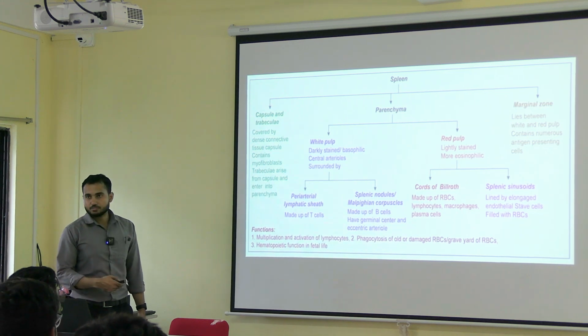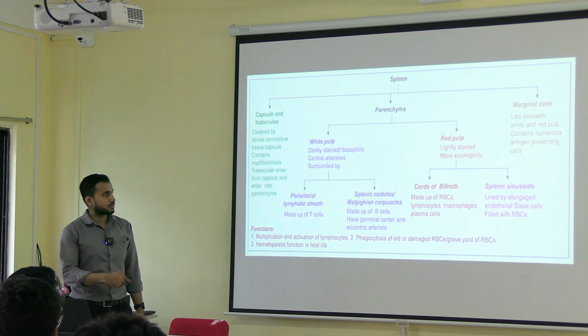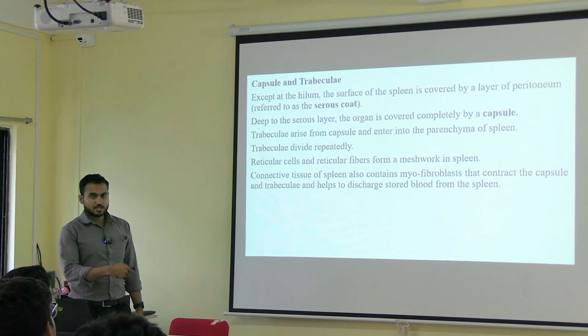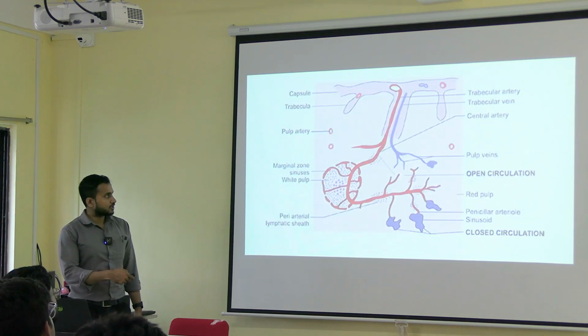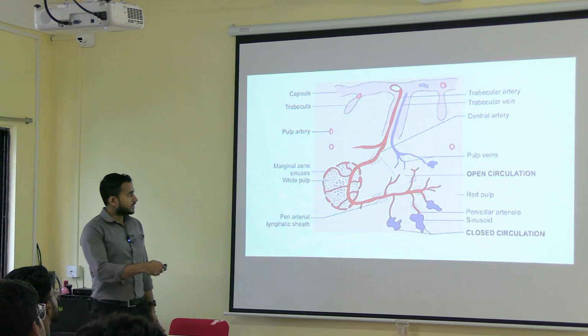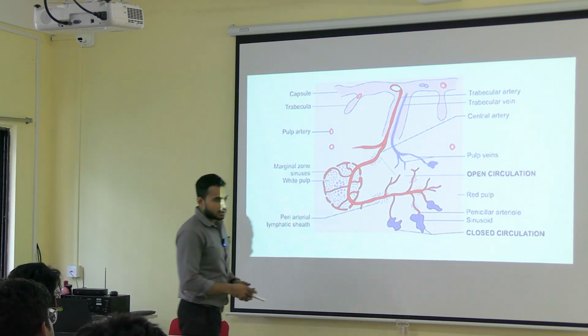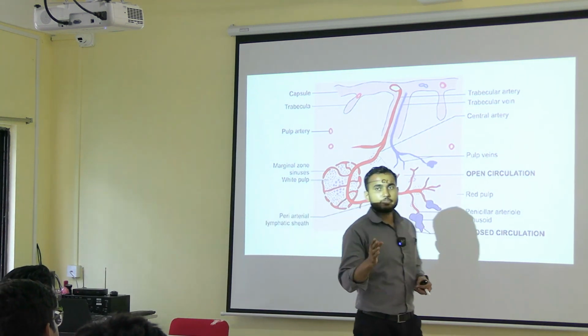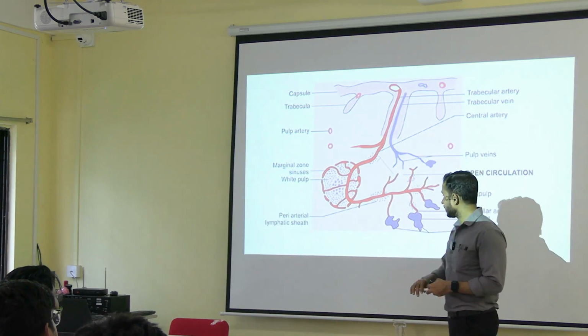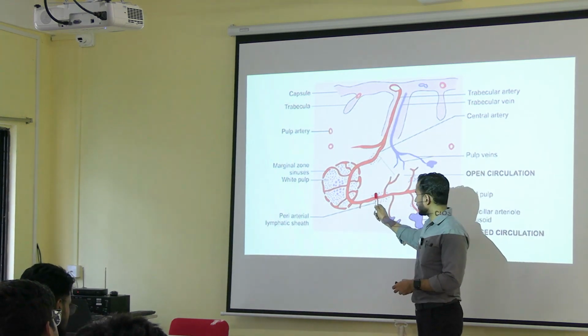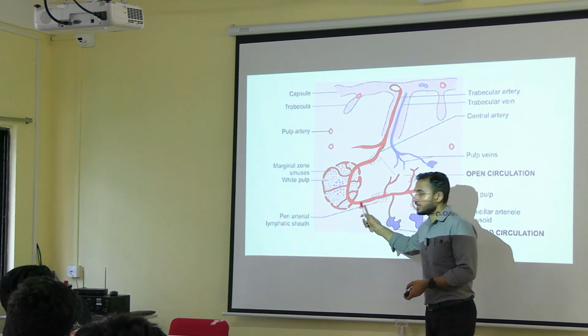Now I will show you the diagrams. You have to identify the parts. Whatever we have discussed is mentioned, just go through it and you will understand. Okay, now see, this particular diagram is very important. In the case of white pulp, I have mentioned that first of all the periarterial lymphatic sheath is present. Okay, and what else is there?